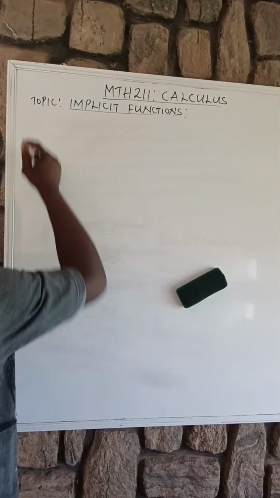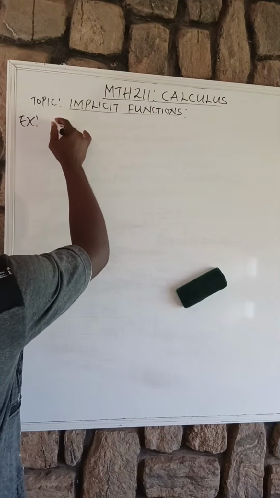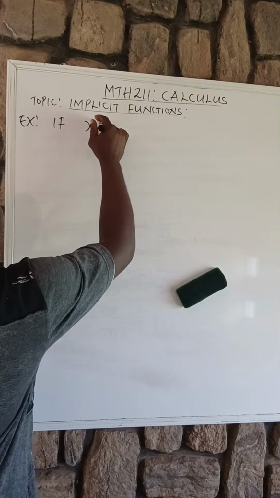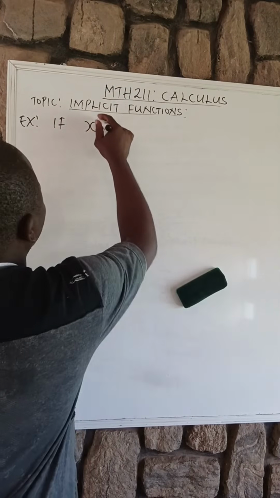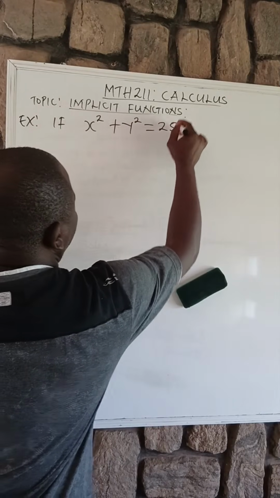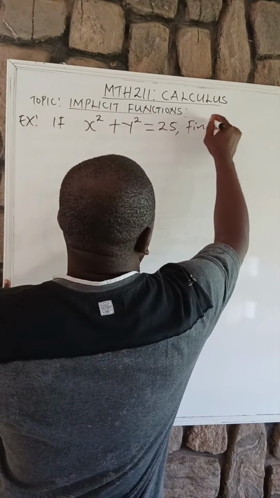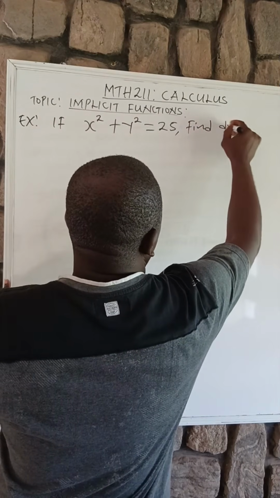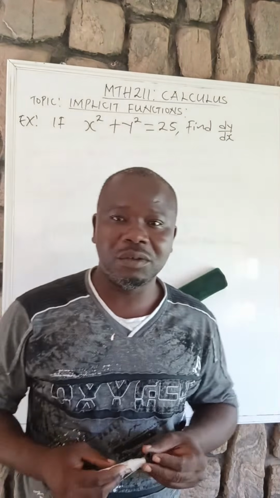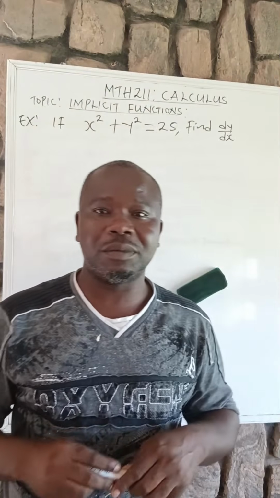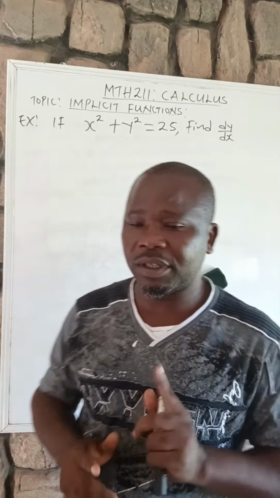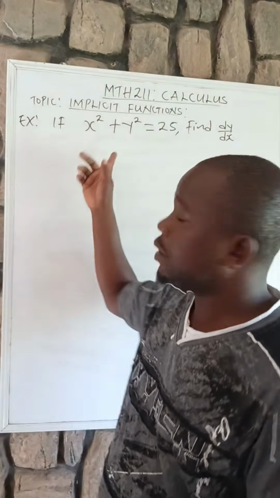Example, if x squared plus y squared equals 25, find the y all over the x. I want everybody to look at the board. I hope you are copying. Write it down inside your calculus notes. It's very important because it will do you good. Is that clear? So now look at this question.